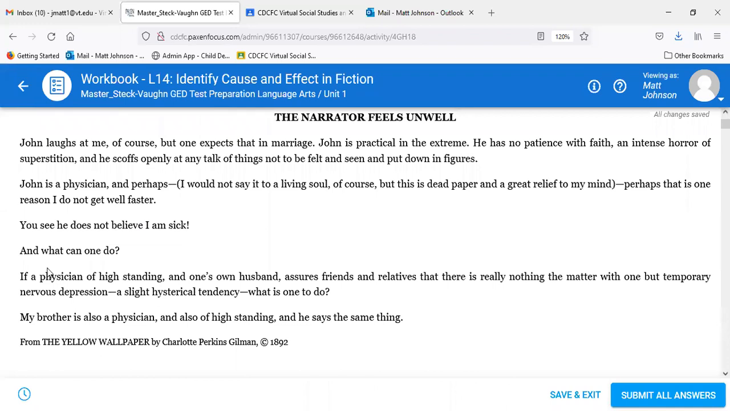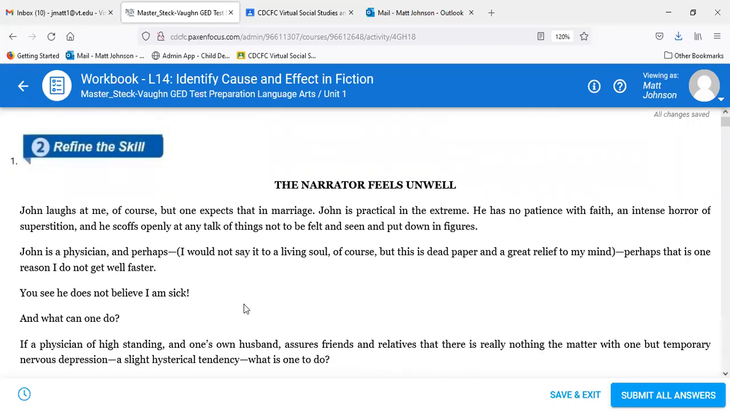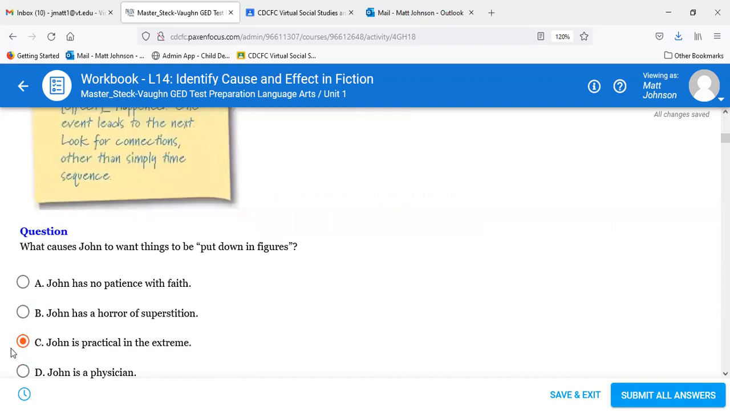So let's see here. John is right. It says it right here. John is practical in the extreme. And then he has no patience with faith and intense horror of superstition. Scoffs openly at my talk of things to be felt and seen and put down in figures. So right here, it says he's practical. He has no patience with faith and intense horror of superstition, right? He's quite a practical man is what it's saying there. So C as in cat for number 1.